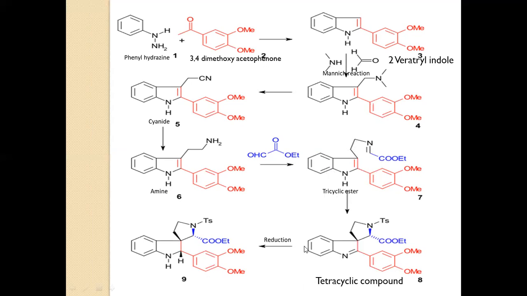This tetracyclic compound undergoes reduction. Here you can see the double bond. So in the place of the double bond, hydrogens are added. The bond breaks here. One hydrogen adds to this nitrogen and one hydrogen adds to this carbon. So you can see the addition of hydrogens. Because of the reduction, you can see the formation of this particular compound. Next.